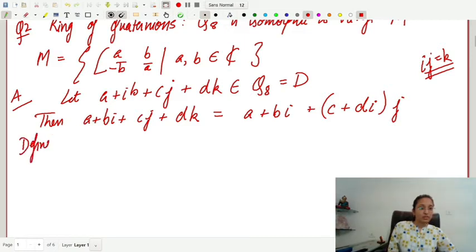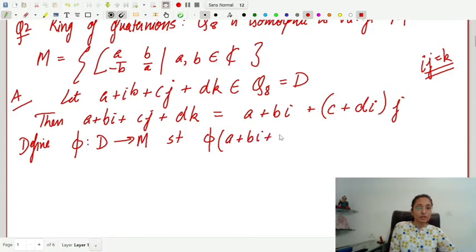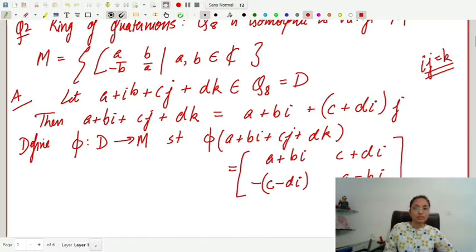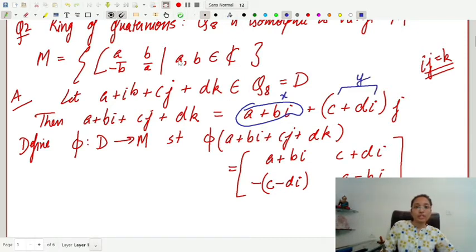Define a function phi from D to M such that phi of a plus bi plus cj plus dk is equal to the matrix a plus bi, c plus di, minus c minus di, a minus bi. In this, the a and b were different, so we suppose this quantity is x and this quantity is y, in which a and b are there.